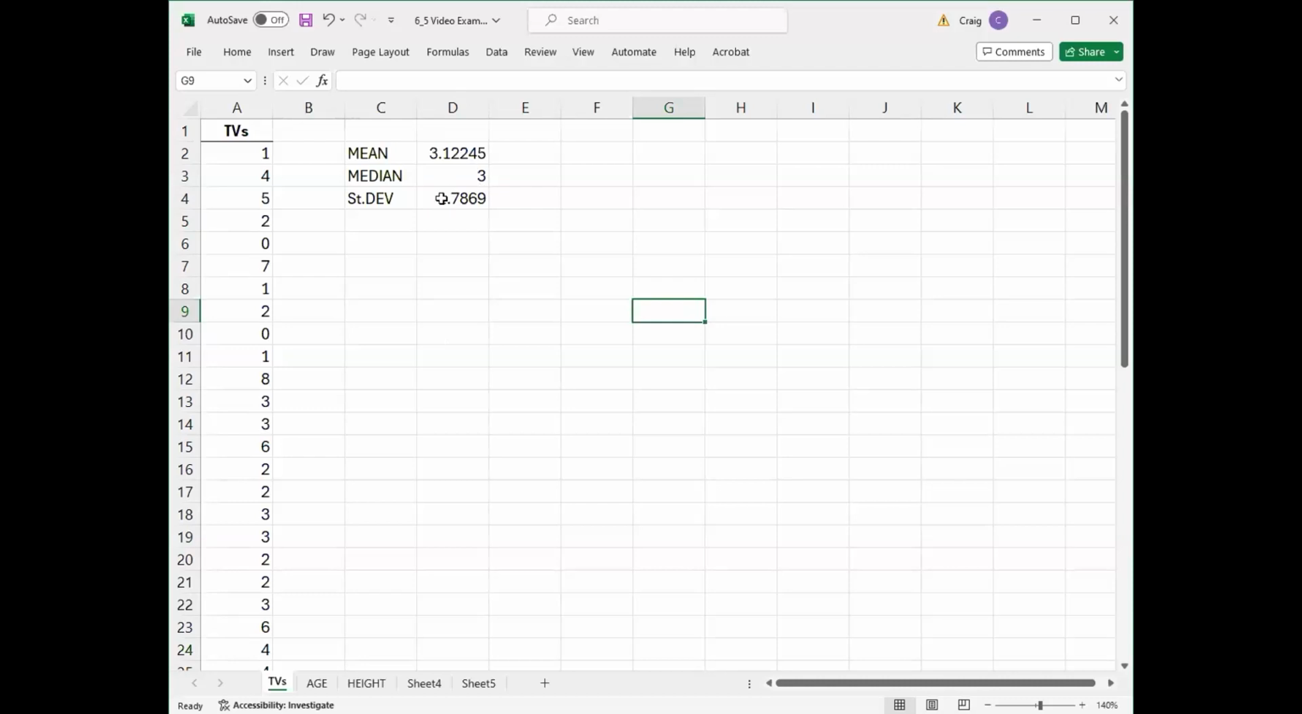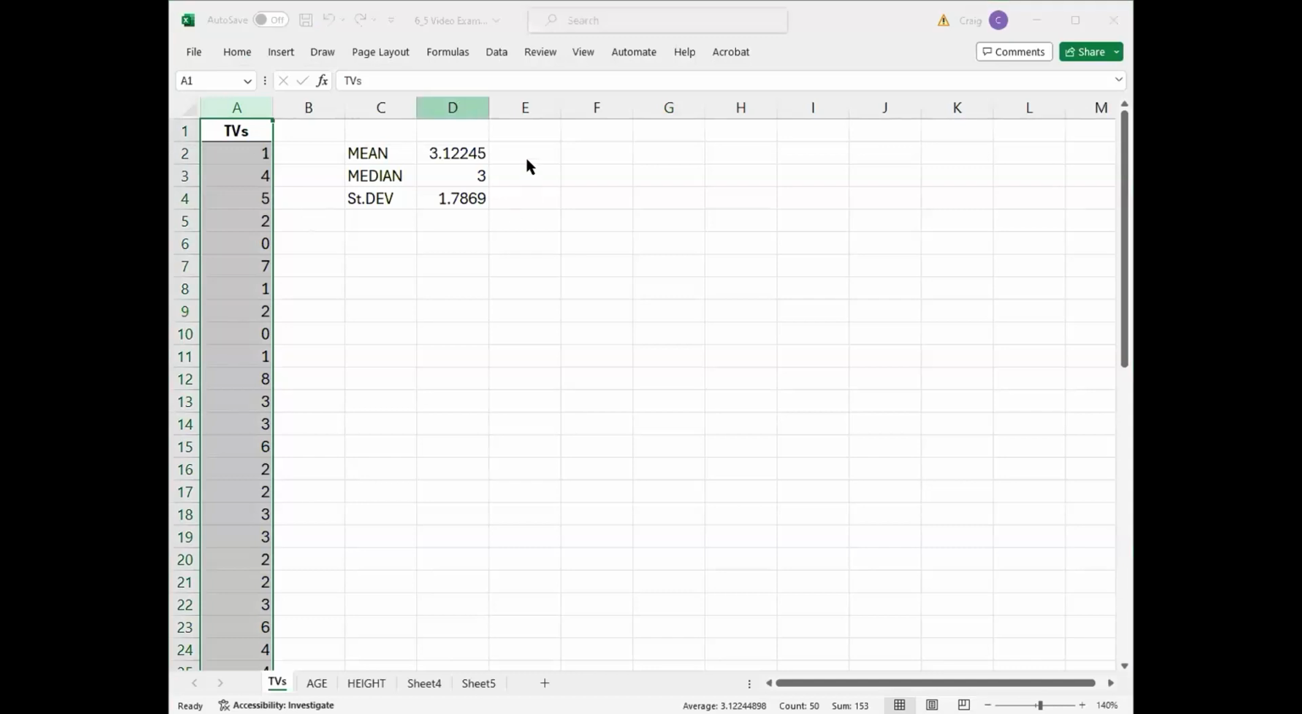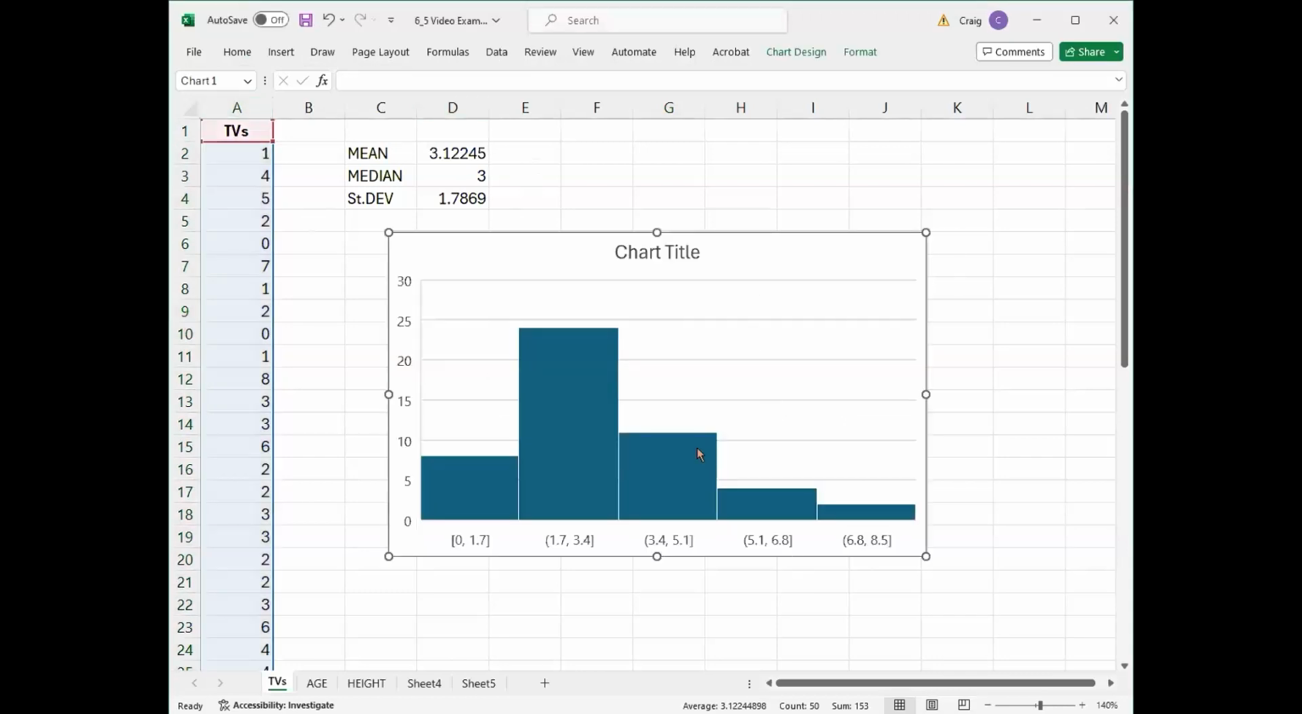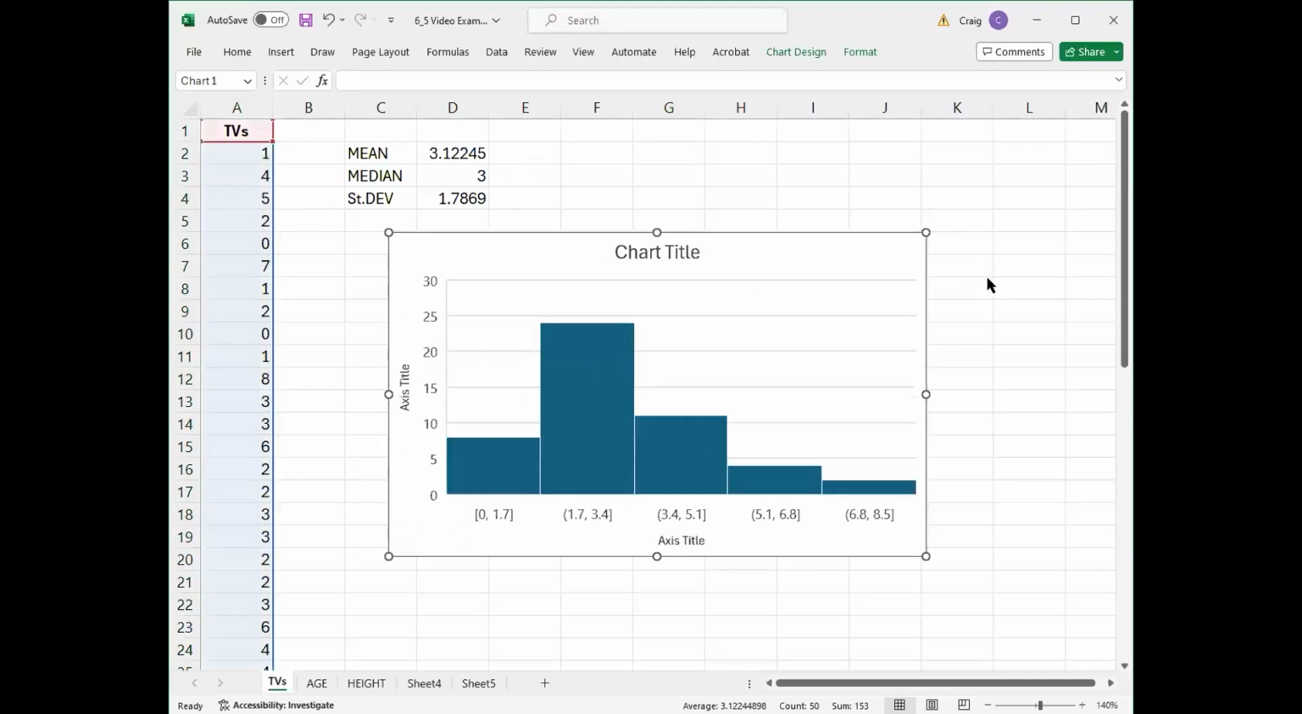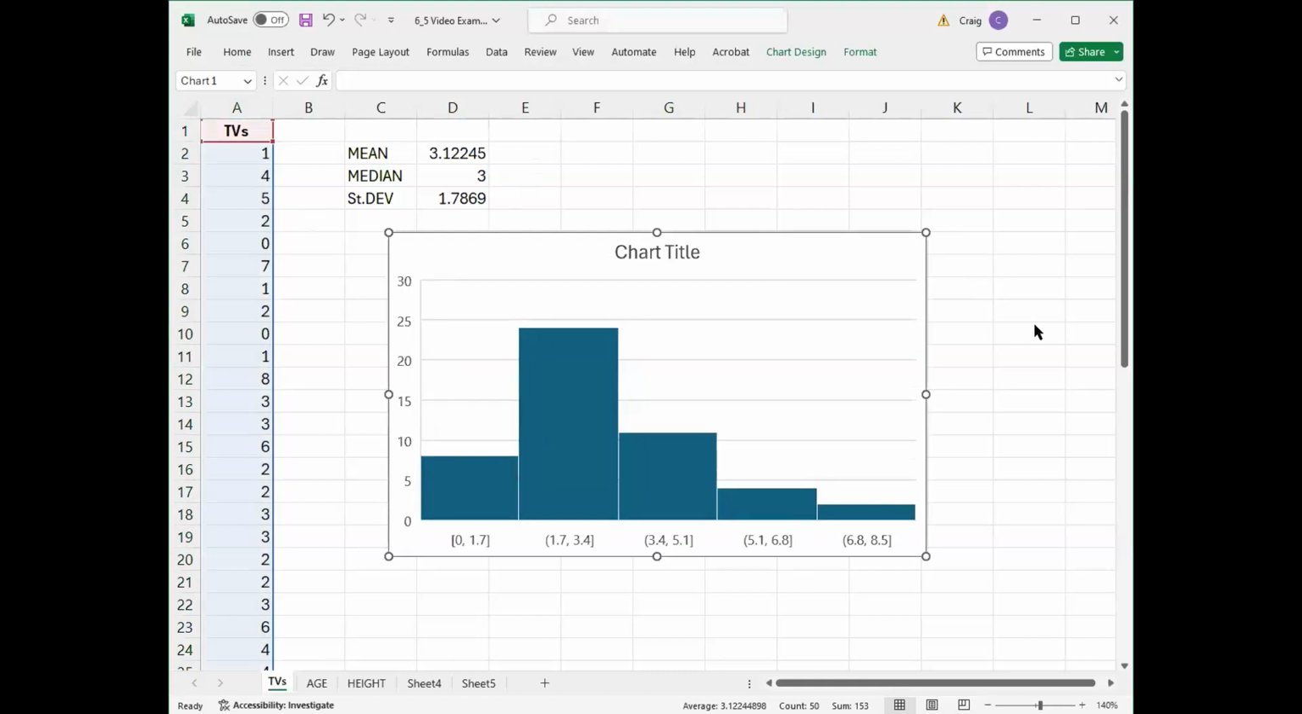Okay, so we're first going to highlight the data, go to insert, charts, and find a histogram. We're going to hit OK. Now that looks a little skewed to me from here, but let's see. Bear with me one second. You should be able to see these options as they pop up.